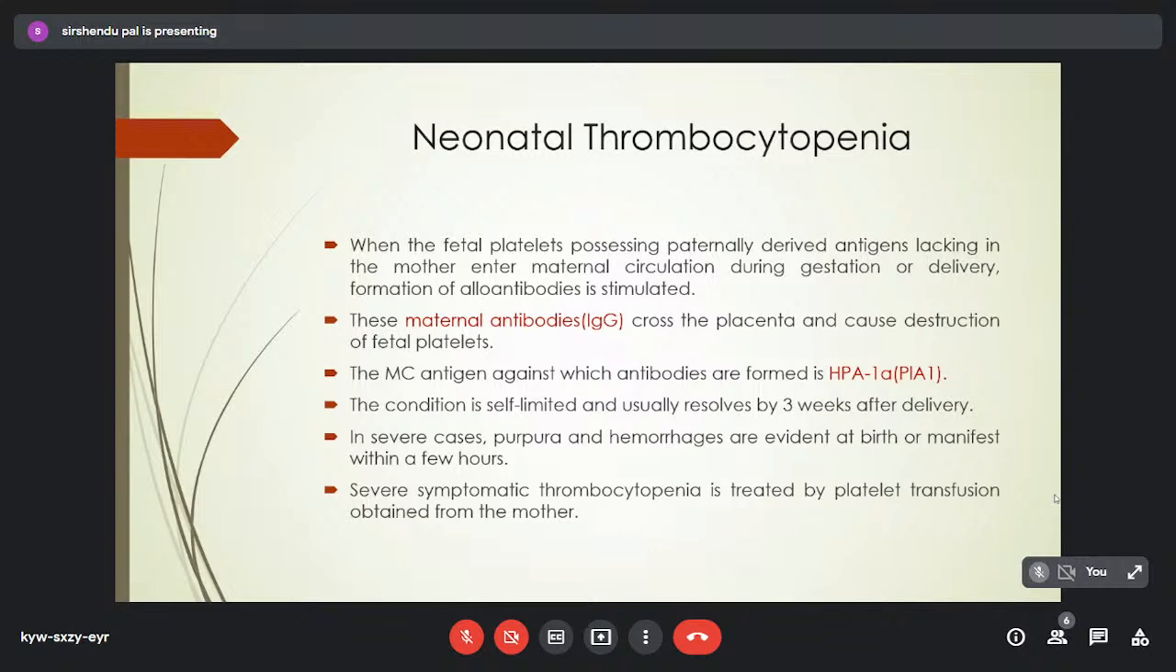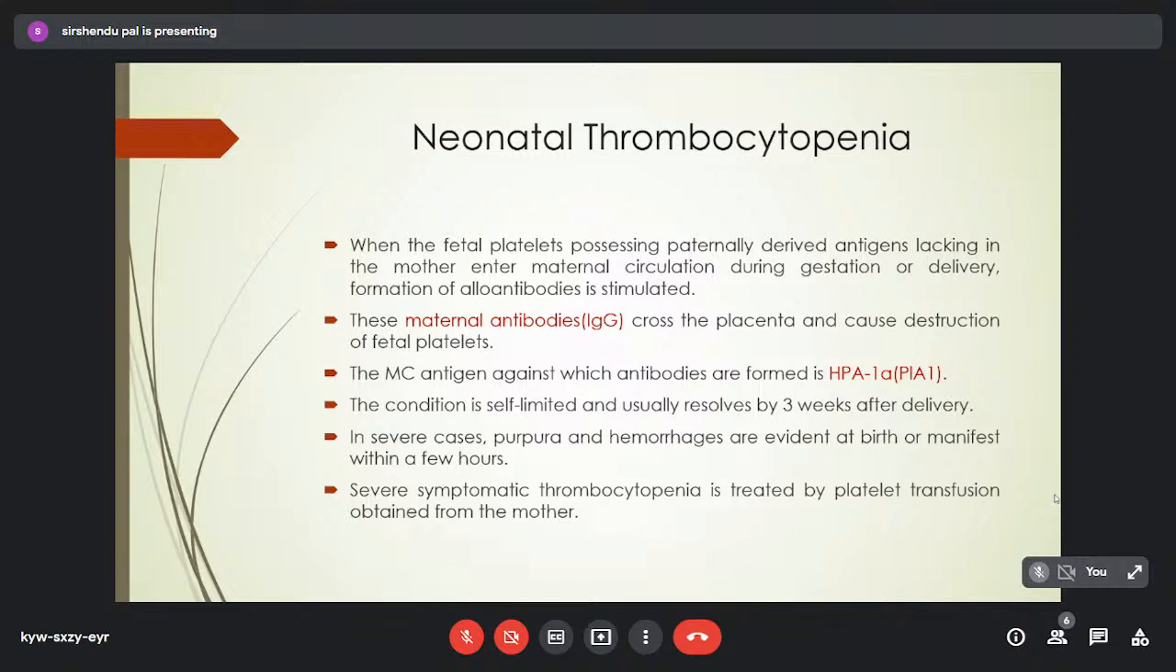When the fetal platelets possessing paternally derived antigens lacking in the mother enter the maternal circulation during gestation or delivery, formation of alloantibodies is stimulated. These maternal antibodies are of the immunoglobulin G type and they cross the placenta and cause destruction of the fetal platelets. The most common antigen against which antibodies are formed is HPA 1 alpha.